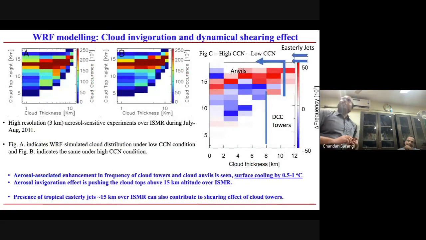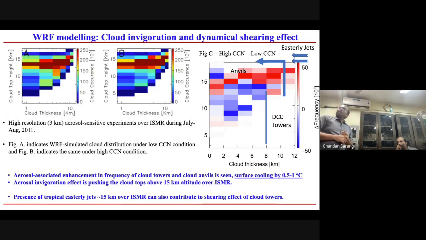Why is this happening? To know that, we did high resolution regional scale modeling. As I said, you can include aerosol and you can not include aerosol, do the entire simulation and compare what the changes are. Our hypothesis was that aerosols are lifting all of this up, and there is something happening around 10 to 8 kilometers which is shearing all these clouds, and anvils are increasing.